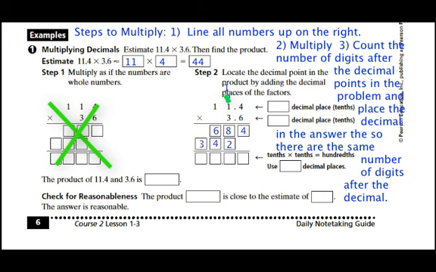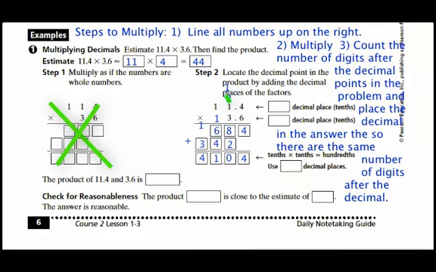Once you're done doing the multiplication, now we're ready to add the two answers together. 4 plus nothing is 4. 8 plus 2 is 10. Carry the 1. 1 plus 6 plus 4 is 11. Write the 1. Carry the 1. 1 plus 3 is 4.